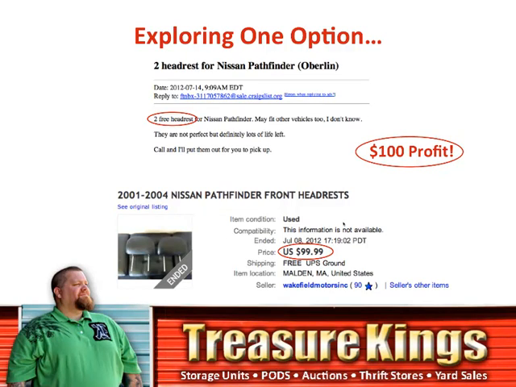Now, here's another one. And this is one I mentioned earlier that Tommy discovered in the free section. So here, this guy has 2 free headrests for a Nissan Pathfinder. And it may fit other vehicles too. I don't know. They're not perfect, but definitely lots of life left. Same kind of thing selling on eBay right now, $100. Get for free, sell for $100. I don't know about you, but I think that's cool. I think that's pretty awesome stuff.